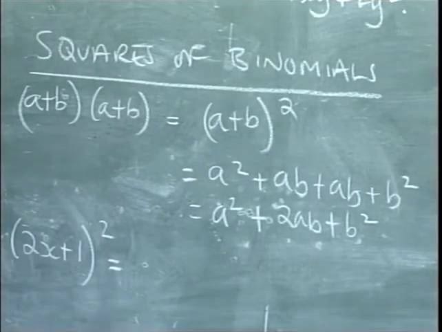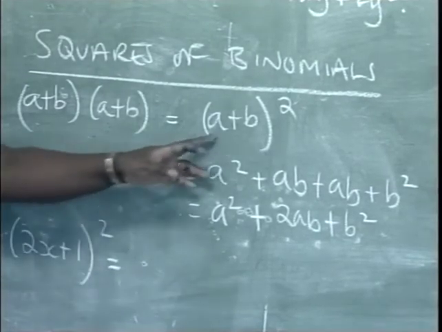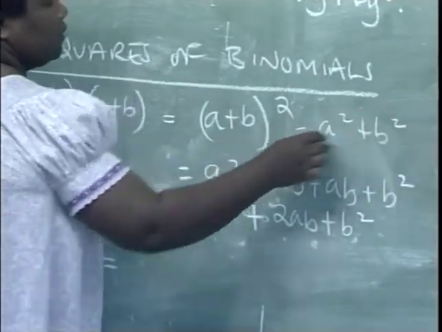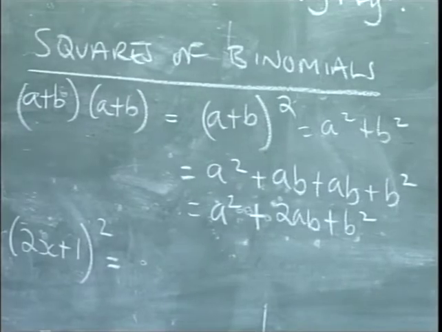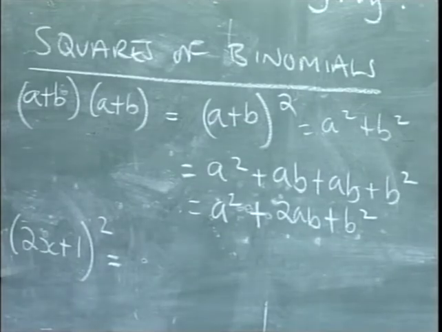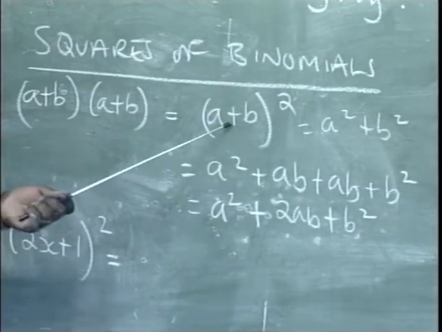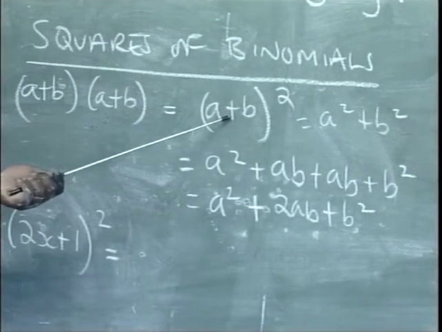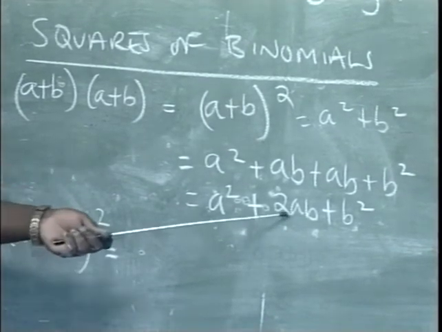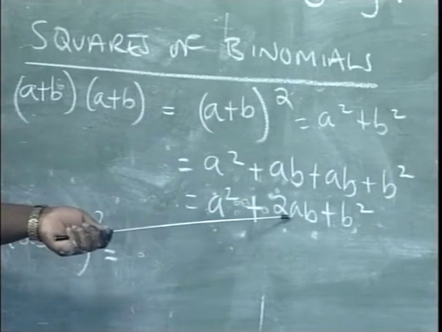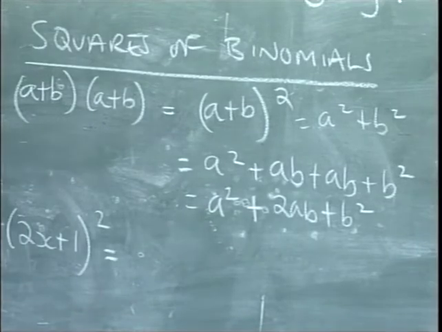I have seen students making a mistake and saying that this is equal to a squared plus b squared, which is wrong. That's not correct, because they are mixing the rule on indices where you have to square, but because you're multiplying, here you're adding, so you cannot just square a and you cannot just square b. There is a middle term. You usually end up with 3 terms when you are squaring binomials.